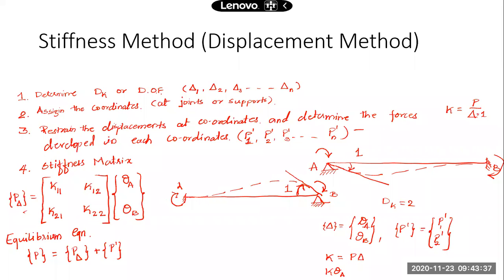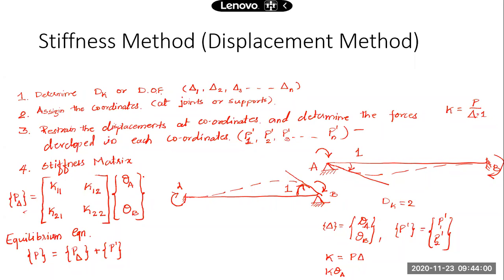What is the force in the first coordinate when unit rotation is given in the second coordinate? It is equal to K12. If you have already determined K12, the same value will come over here. Okay, so this will be our stiffness matrix. These were the values of forces for unit displacement in the coordinates.